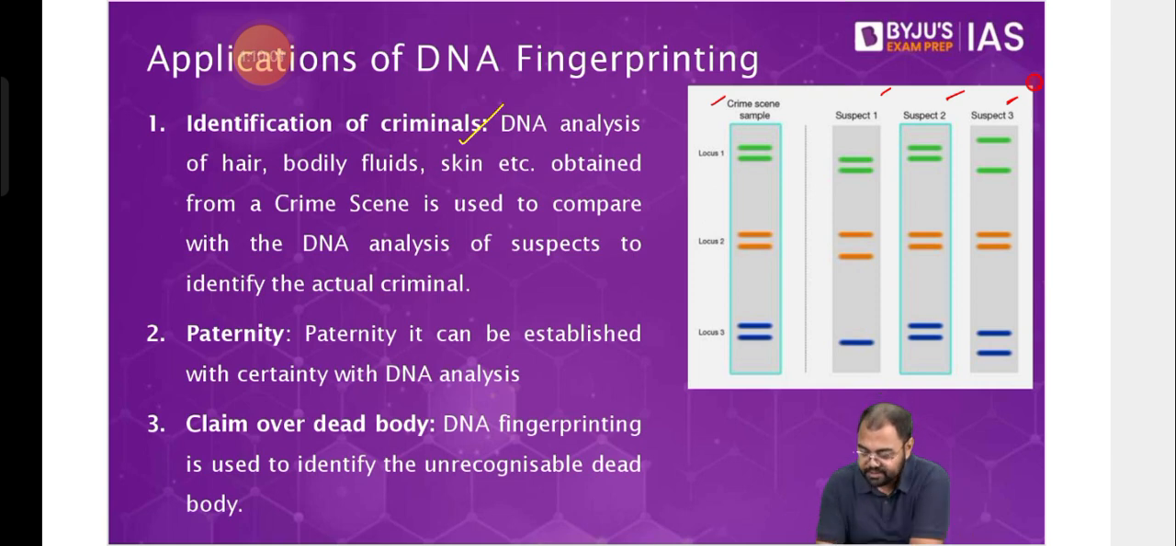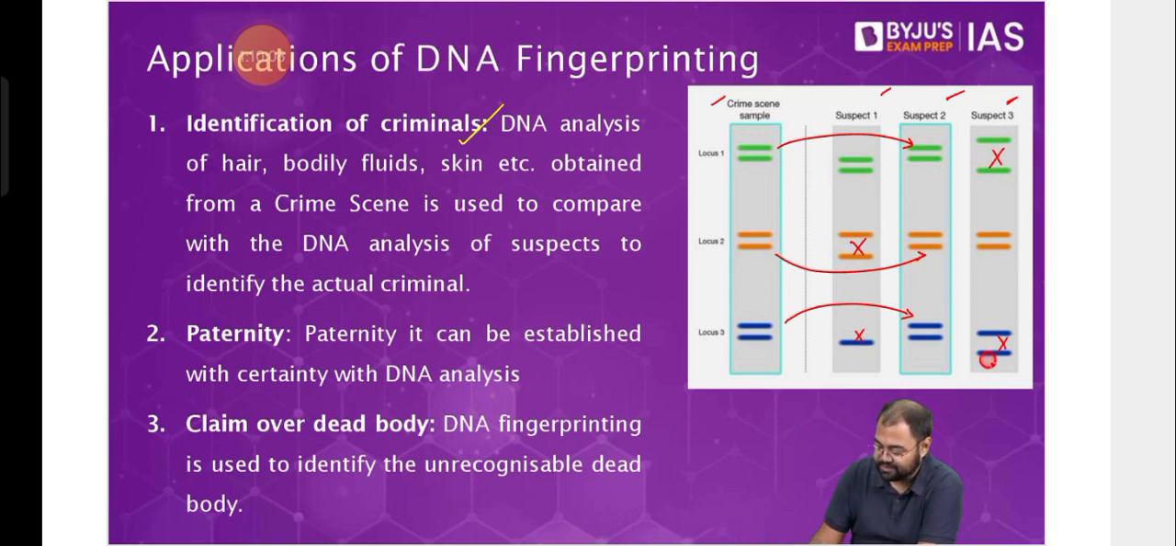As you can see, all the 3 patterns match. In suspect 1, this one does not match, this one does not match. In suspect 3, this does not match, this does not match. So only suspect 2 is where the entire set of DNA is matching. So at least you know that suspect number 2 was present at the site of the crime. You still can't say that that suspect was the criminal, but at least you can zero in. That's why DNA evidence is used in identification of criminals.